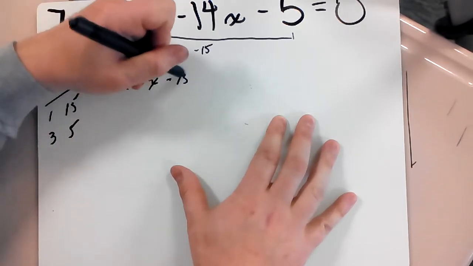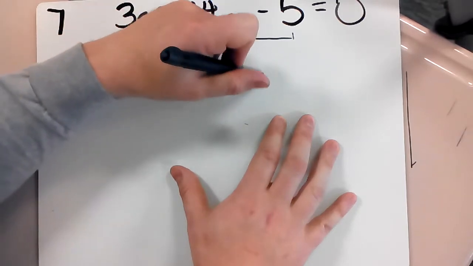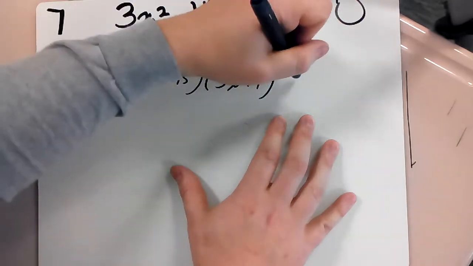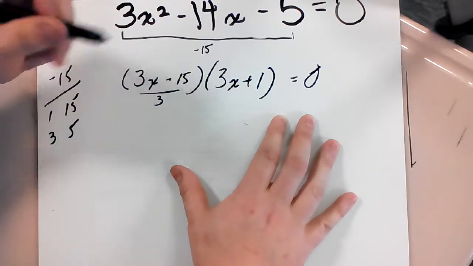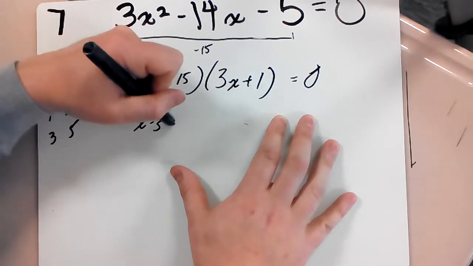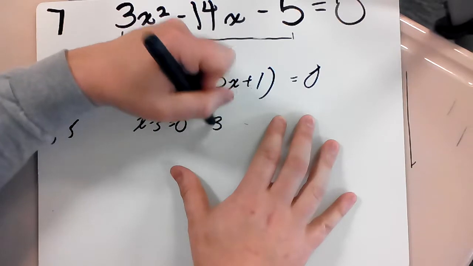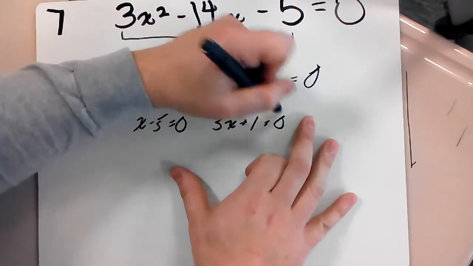This is negative 15, then this is plus 1, equals 0. Now I'm going to divide out the 3 here. I could divide that 3 out. x minus 5. I have another video on exactly how to factor these. It's in Unit 5, so you can go back and look.